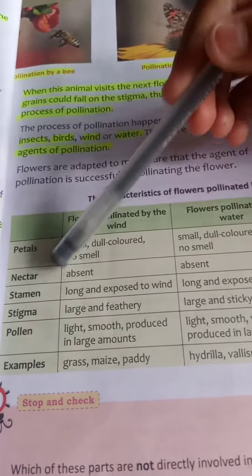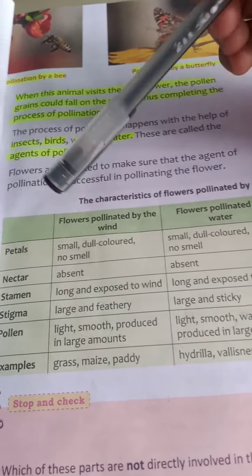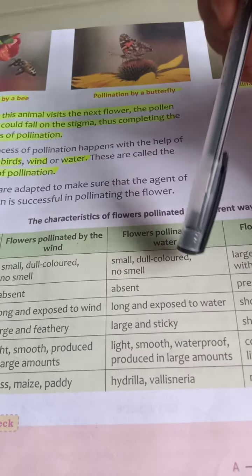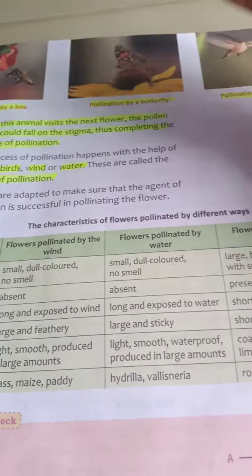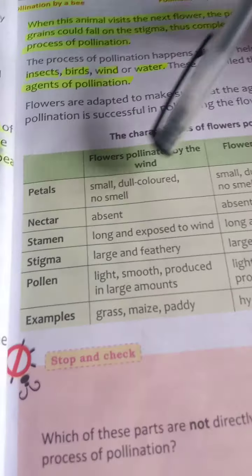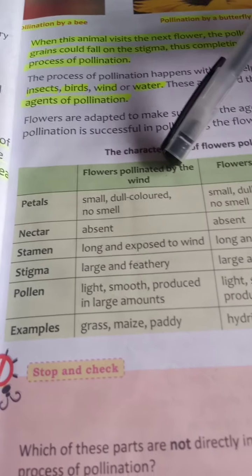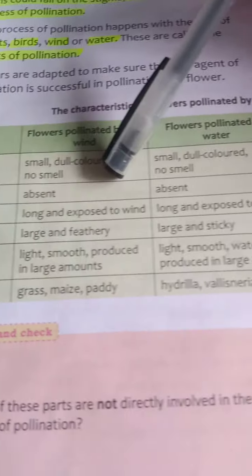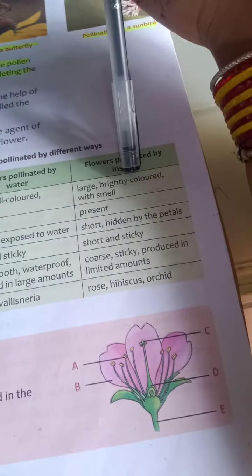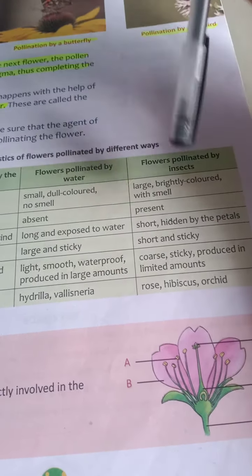Petals. The petals in the flowers that are pollinated by the wind are small, dull colored with no smell. And the flowers that are pollinated by water, their petals are small, dull colored with no smell, same as the wind. And the flowers pollinated by insects, the petals are large, brightly colored with smell. Nectar. The flowers pollinated by the wind, the nectar is absent. In the water pollination it is also absent, but in the flowers pollinated by insects it is present.